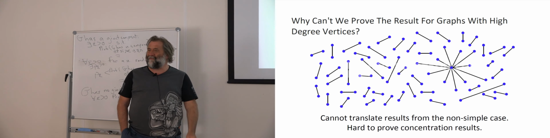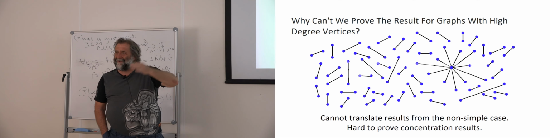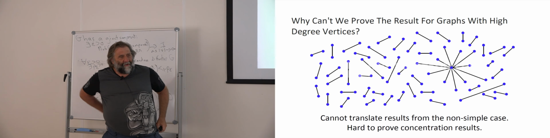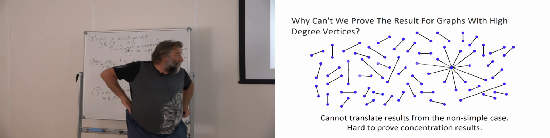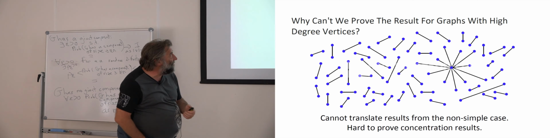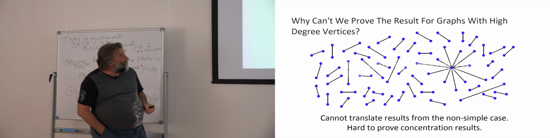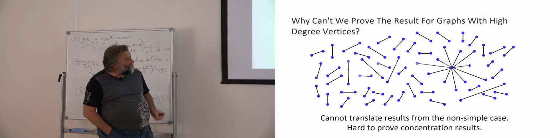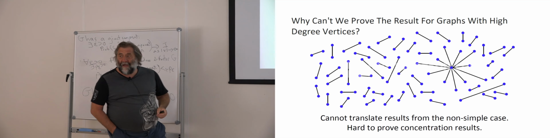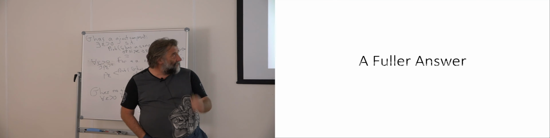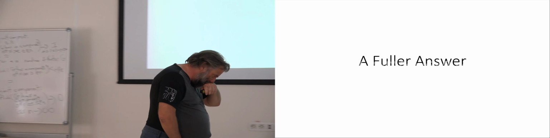And also, it's hard to prove concentration results because your values at each step can change by quite a bit, right? Remember, the degree minus 2 is how much the value of the variable we're tracking can change at each step. So we've got to figure out what the right answer is, and then we have to figure out how to deal with these two problems. Okay, so let's try and do that.